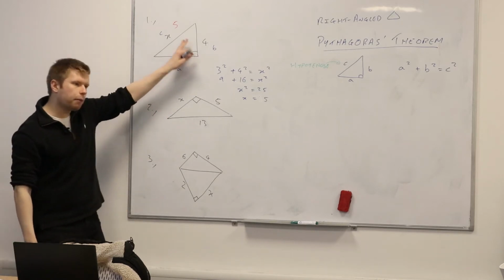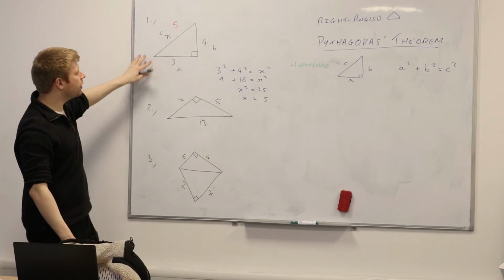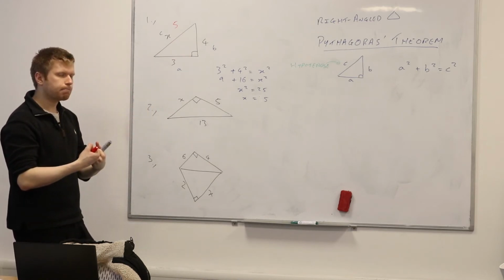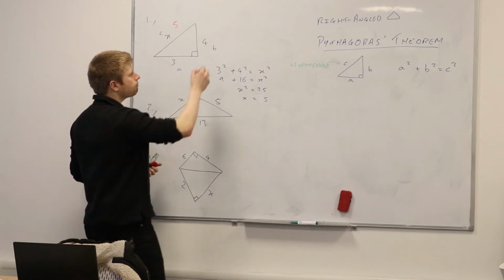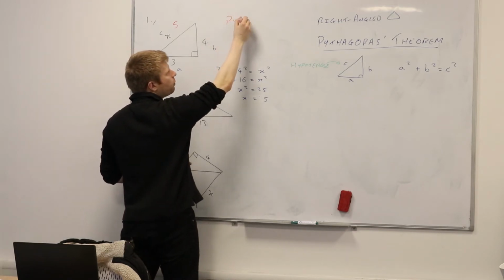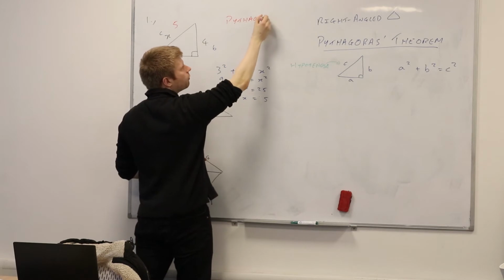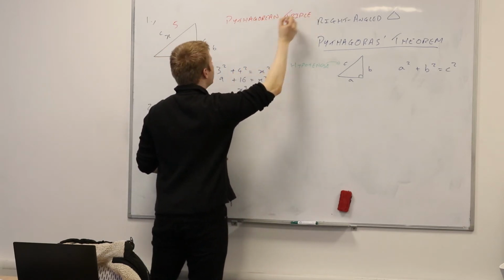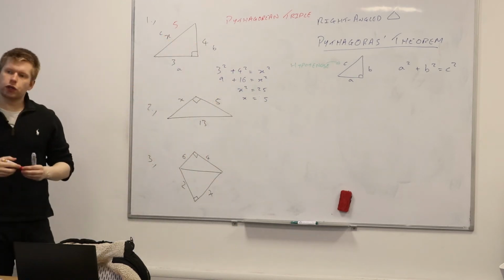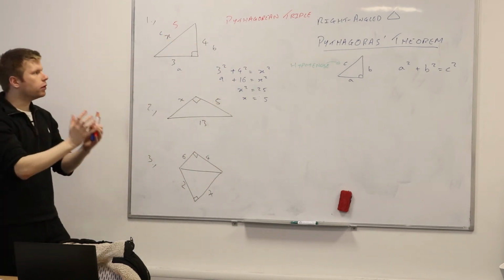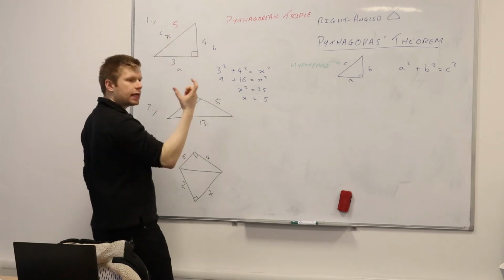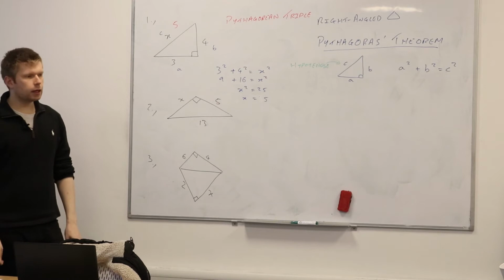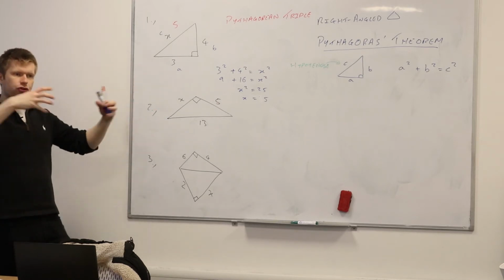But when it does happen, does anybody know the name which we give to the set of these 3 sides? It's called a Pythagorean triple. Okay? So basically when you have 3 sides of a right-angled triangle which are all integers, all whole numbers, we would call the set of those 3 numbers a Pythagorean triple. Does that make sense?